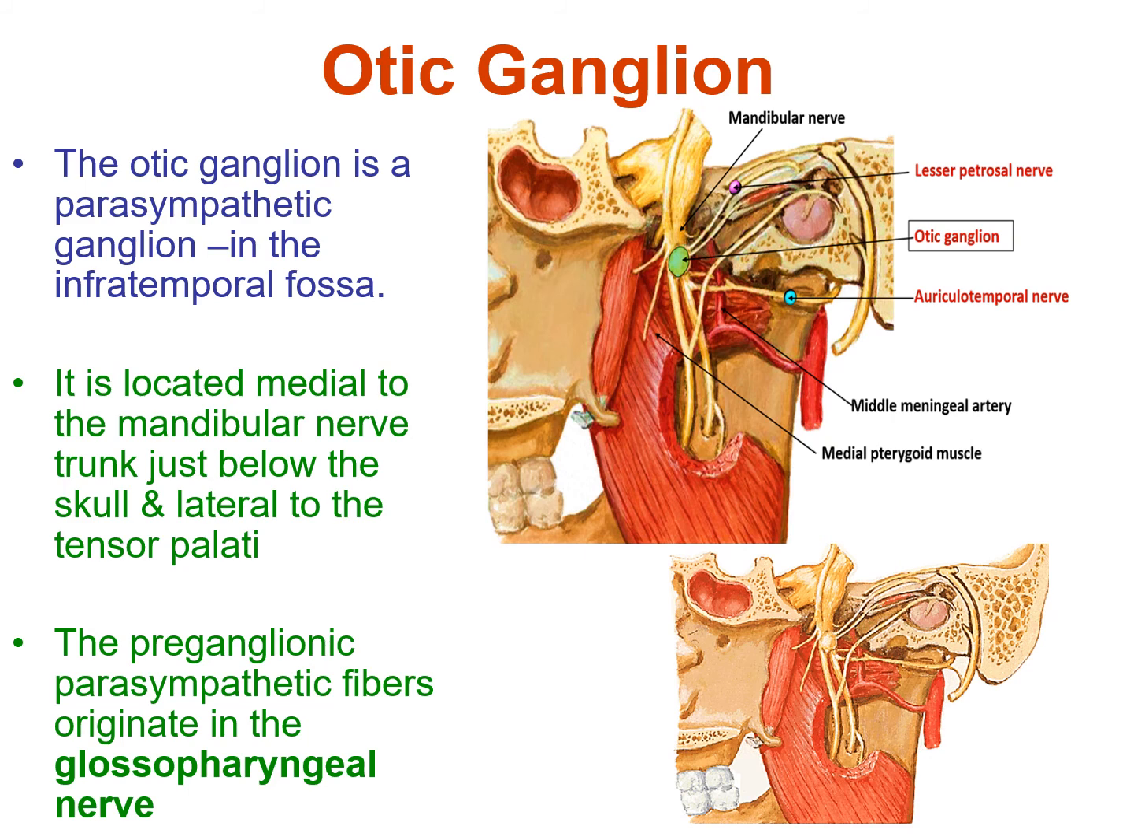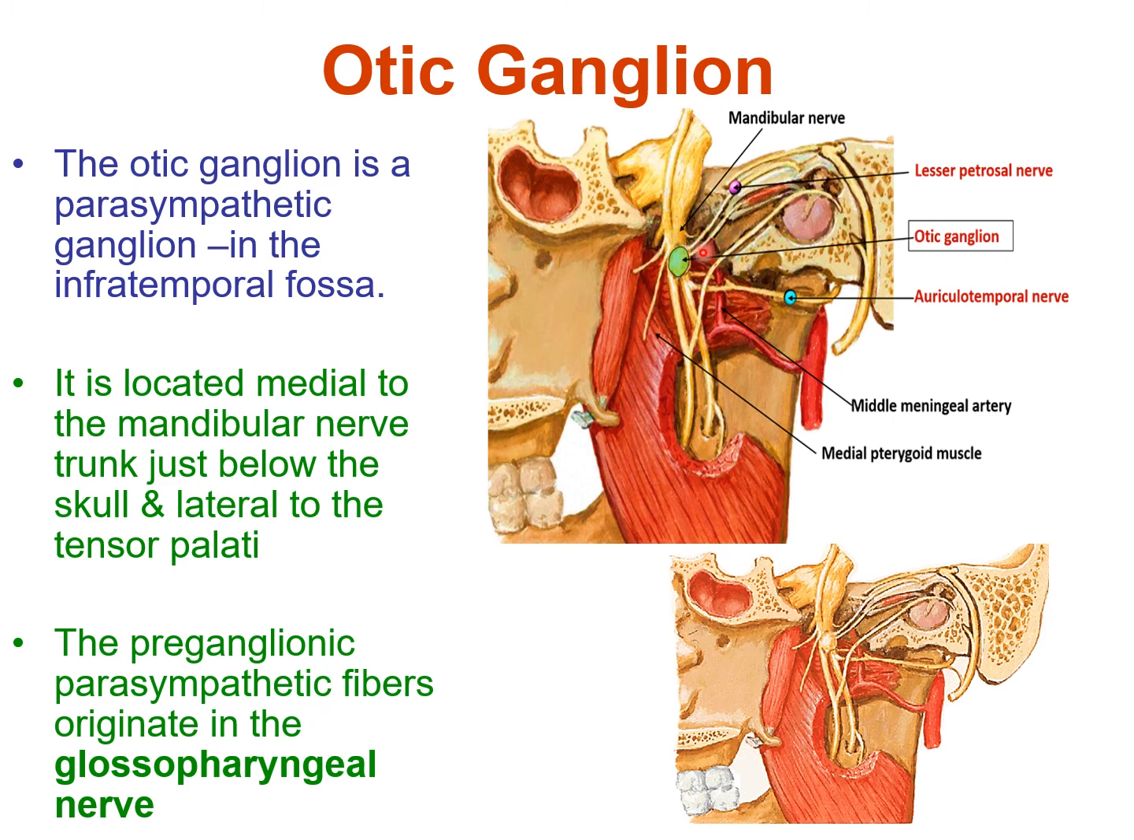So talking about the otic ganglion, it is a parasympathetic ganglion which is small, oval in shape, and about 2 to 3 mm in size, lying in the infratemporal fossa. Now it is located medial to the mandibular nerve trunk, just below the skull, lateral to the tensor palatini. So this is the tensor palatini muscle. This is the medial pterygoid muscle.